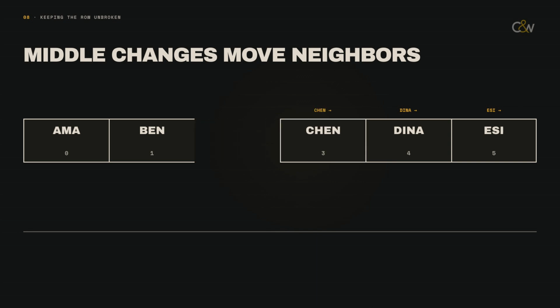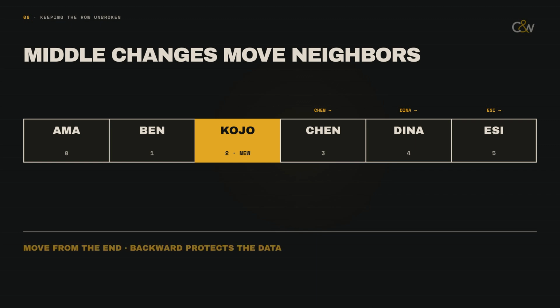Why move from the end backward? If we move Chen right first while that destination still held Dina, we could overwrite a value we still needed. Backward shifting protects the data. The closer the insertion is to the front, the more items may move. In the worst case, middle or front insertion is O(n).